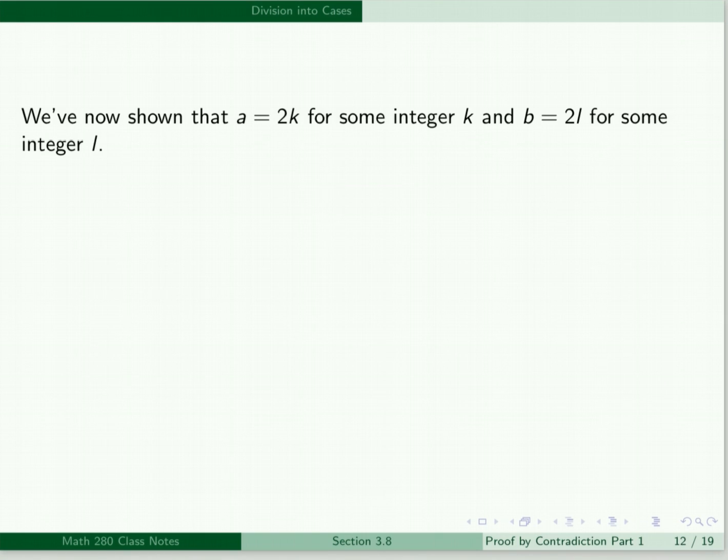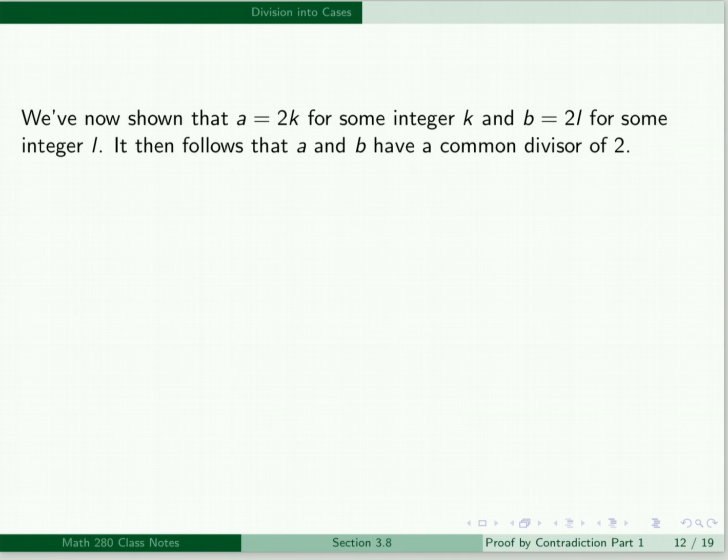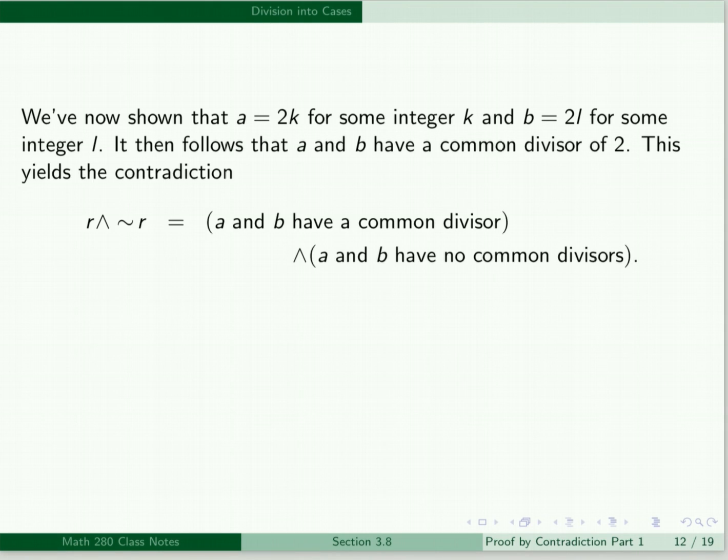We've now shown that a is equal to 2k for some integer k, and b is equal to 2L for some integer L. It then follows that a and b have a common divisor of 2. This gives us a contradiction. So our contradiction has the form R and not R, where R is the statement a and b have a common divisor, and not R will be the statement a and b have no common divisors.